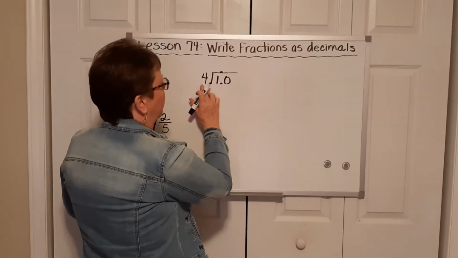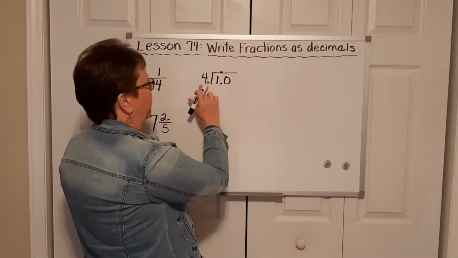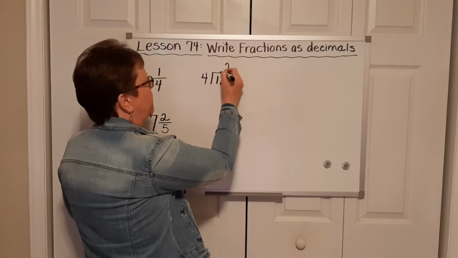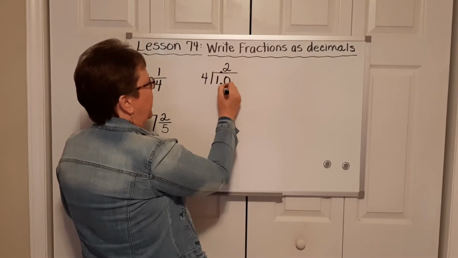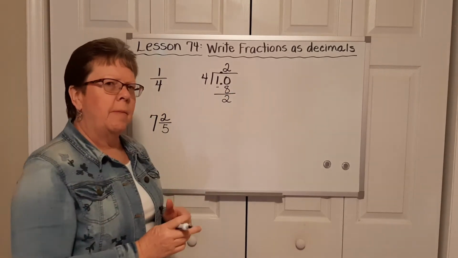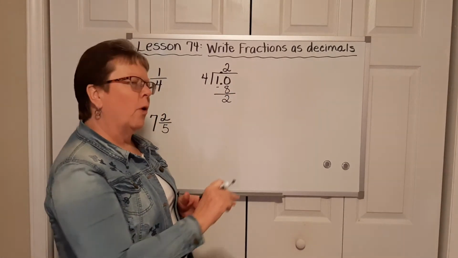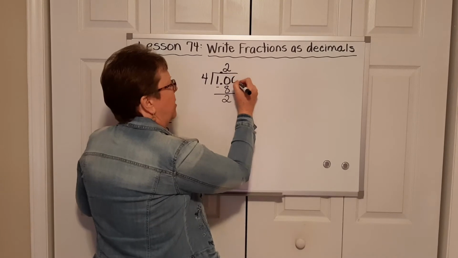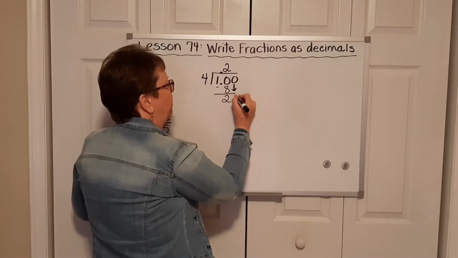So 4, we know can't go into 1, but 4 can go into 10 2 times. And 2 times 4 is 8. If we subtract, we get 2. Now, it hasn't come out even yet. So what we're going to do is add another 0 and bring it down.